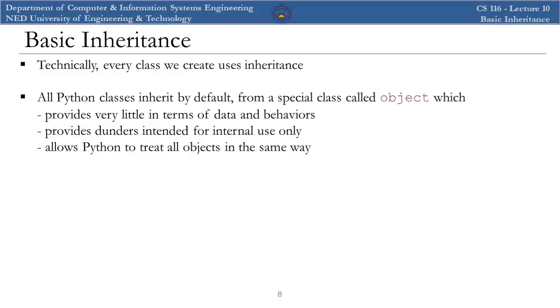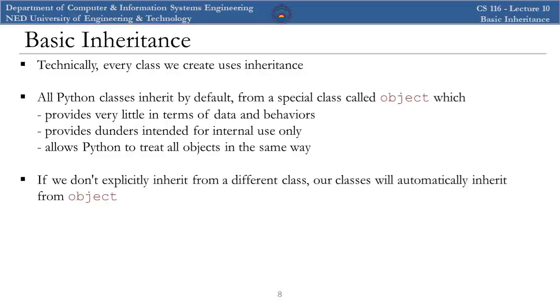So unknowingly, it's not a matter of choice. Whenever we define a user class, that inherits automatically from this class object, right? But if we are inheriting explicitly from some other class, then the scenario is different, and I'll show that to you in the upcoming slides.